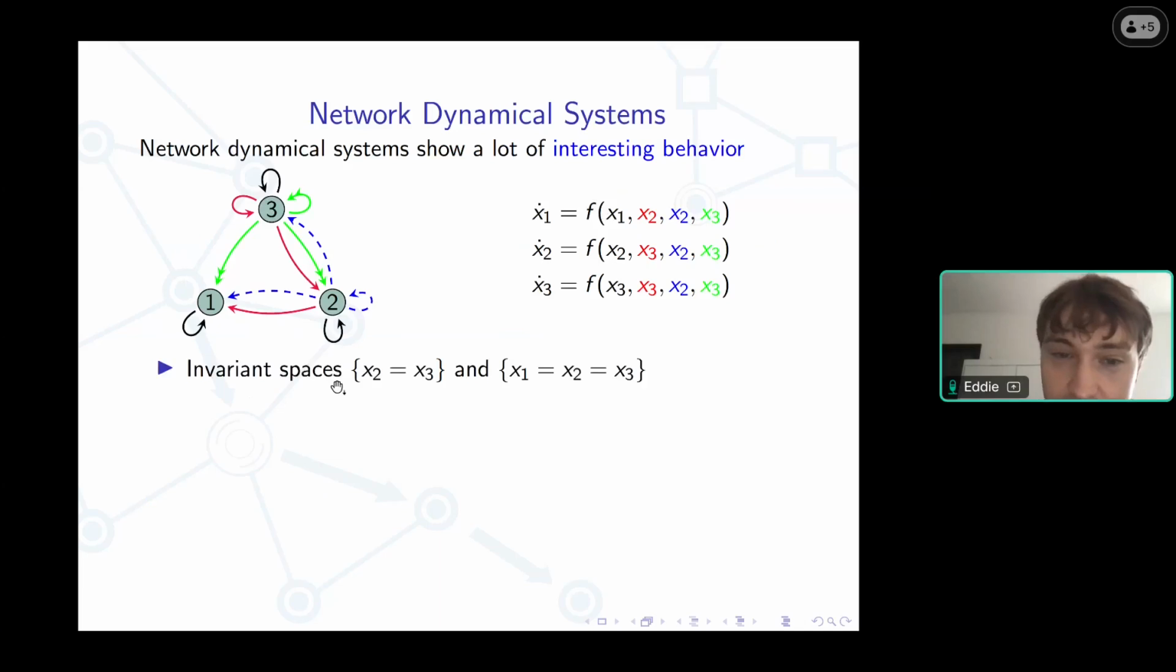By flow invariant, I mean if you initiate on this linear subspace and you let time run, you stay on it, both forward time and backwards time. So when you put x2 equal to x3, then you see that the equations for x2 dot and x3 dot will be the same. So indeed, you stay on this linear subspace, and the same when I set x1 equal to x2 equal to x3. This is quite a trivial observation. You can just plug it in and see that it's invariant.